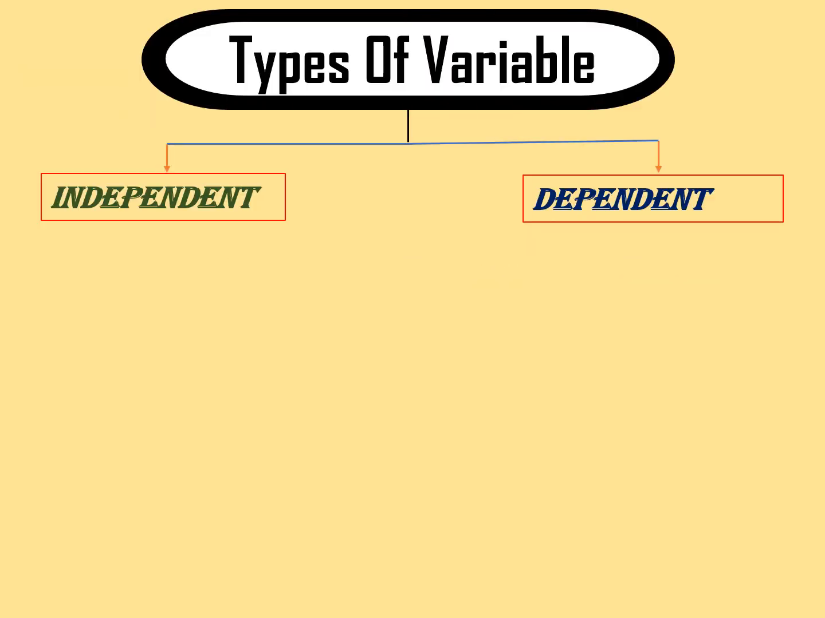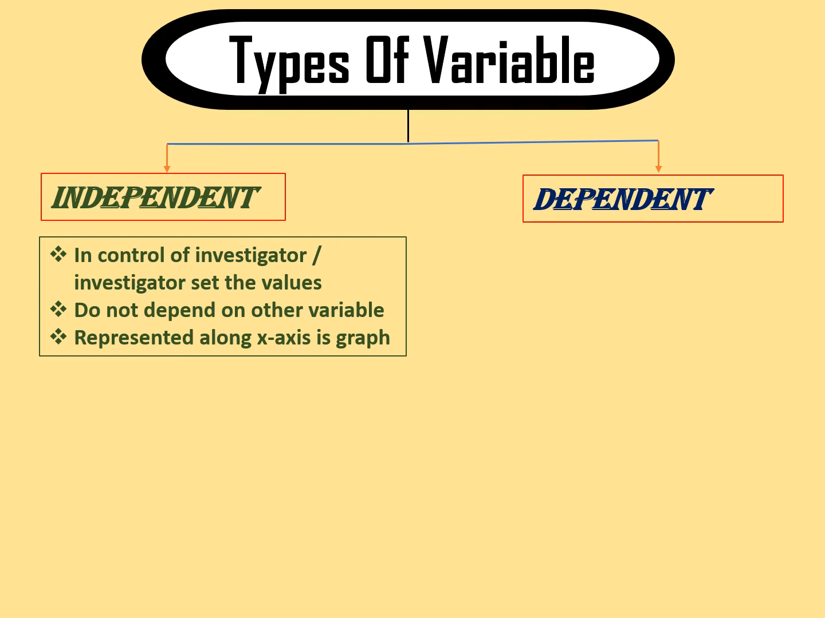Now we are moving toward the types of variables. Before going to the types of variables, we will reinforce the idea about independent and dependent variables. The independent variables are in the control of the investigator, meaning the investigator sets the values. They do not depend on other variables, and they are represented along the x-axis in the graph.